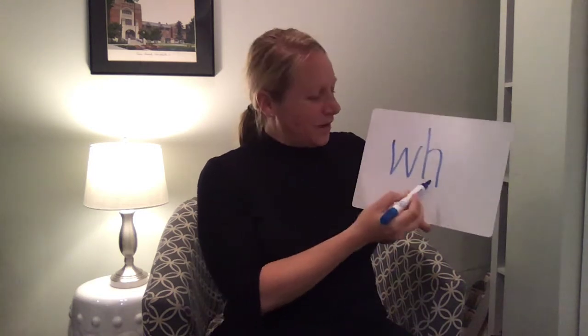Now I'm going to write onto my board digraph CK. Make the sound k. Repeat after me. CK, sock, k. Let's do another one. Now I'm going to write onto my board digraph WH. What sound? W. WH, whistle, w. You say it.